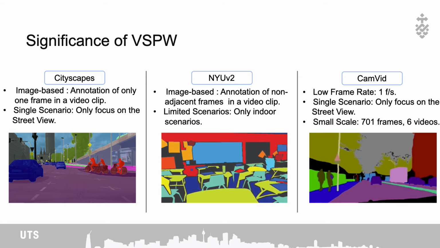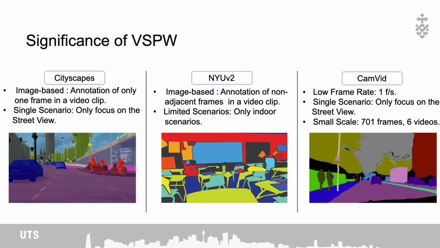So first, why do we propose a large-scale dataset for video scene parsing? As we all know, scene parsing is one of the main problems in computer vision. Recently, image-based scene parsing methods have been well explored. However, real-world applications, for example, autonomous cars, usually use video data. So, learning to perform video scene parsing is more reasonable and practical.